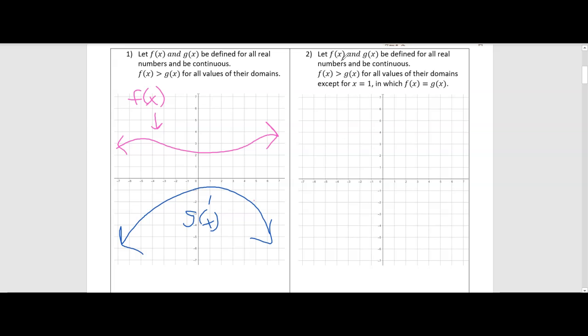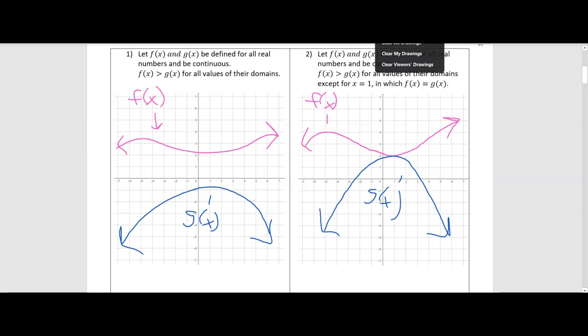Okay, number 2, same conditions, except when x is equal to 1, the functions are equal to each other. So let's have them both be equal to y equals 2 at x equals 1. But otherwise, the same conditions hold. Okay, so again, your pictures may not look exactly the same as mine, but they should fulfill the initial conditions. All right, we have 2 more problems below before we jump into the actual theorem.